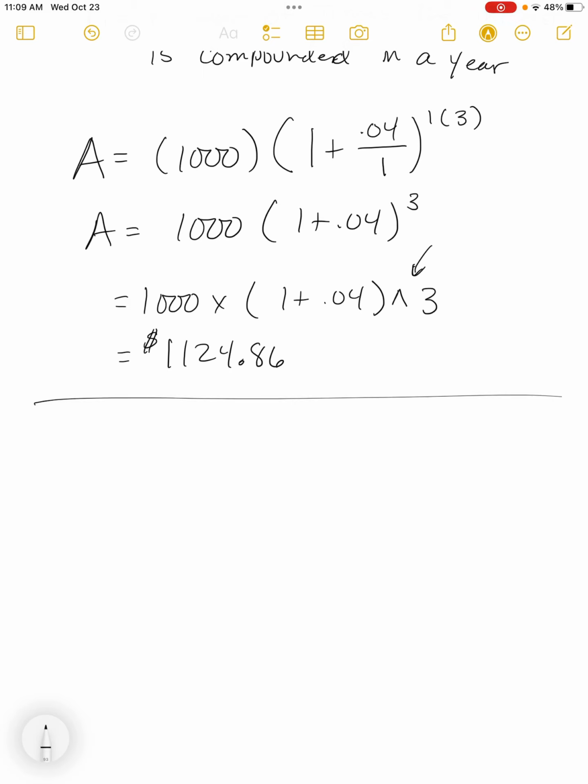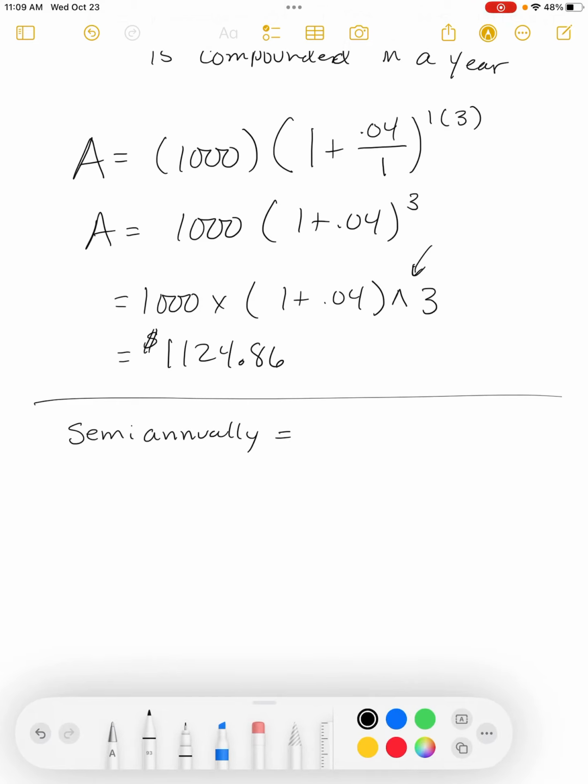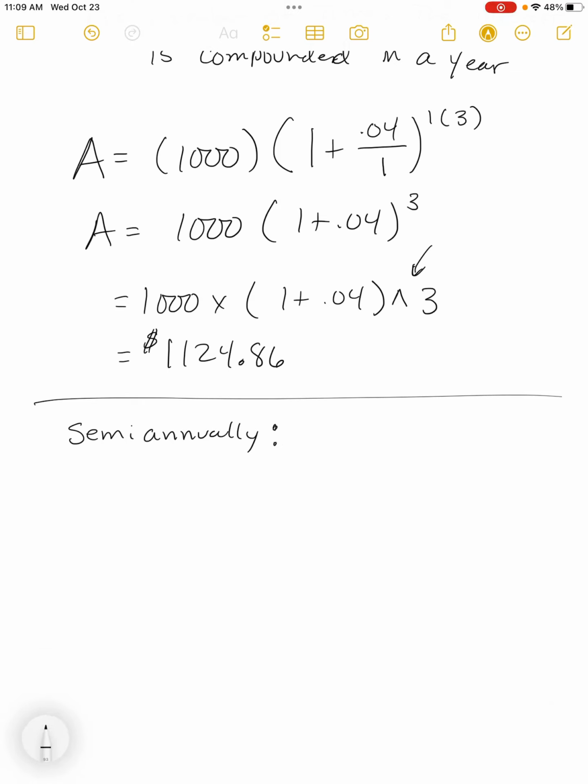This one was compounded annually. They'll use other words as well. Semi-annually is twice a year. So let me not put an equal sign there, and you'll see why in a minute. I'm going to put a colon. Semi-annually means that it's being compounded twice a year. You saw annually, I guess I should write that, and that's being compounded once a year.